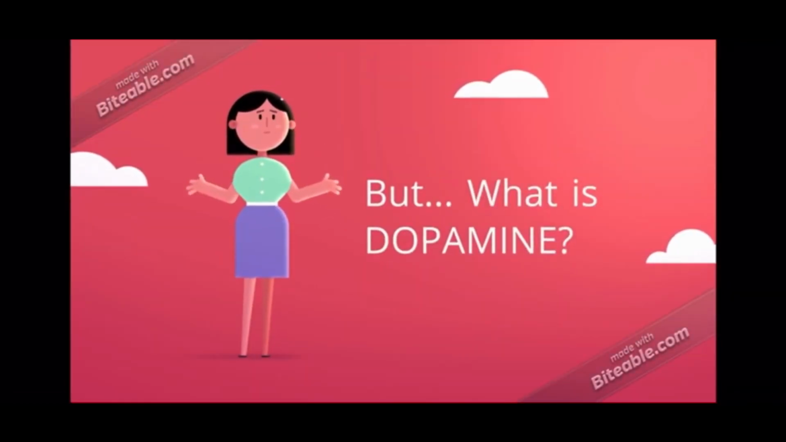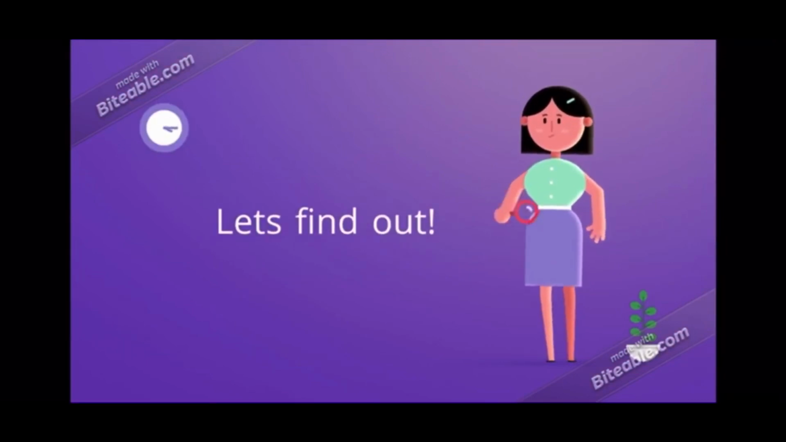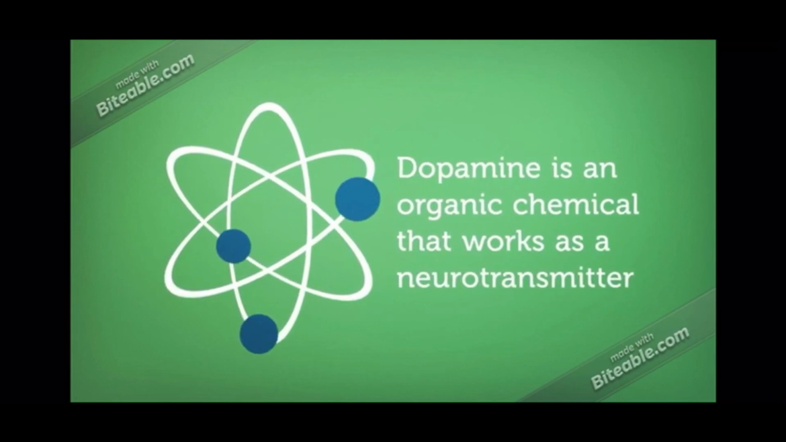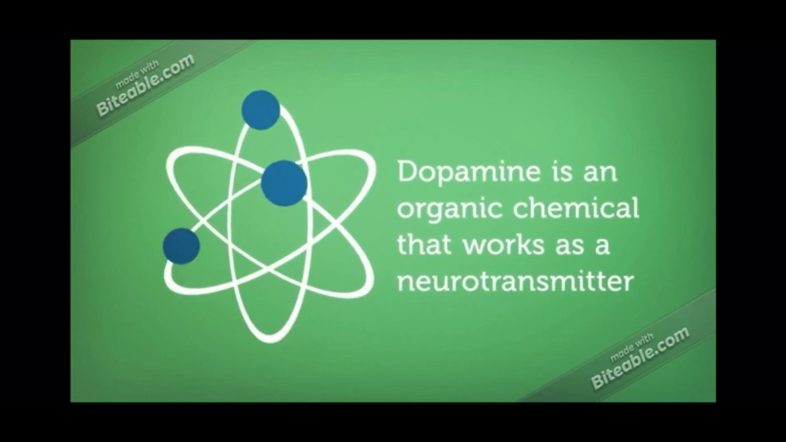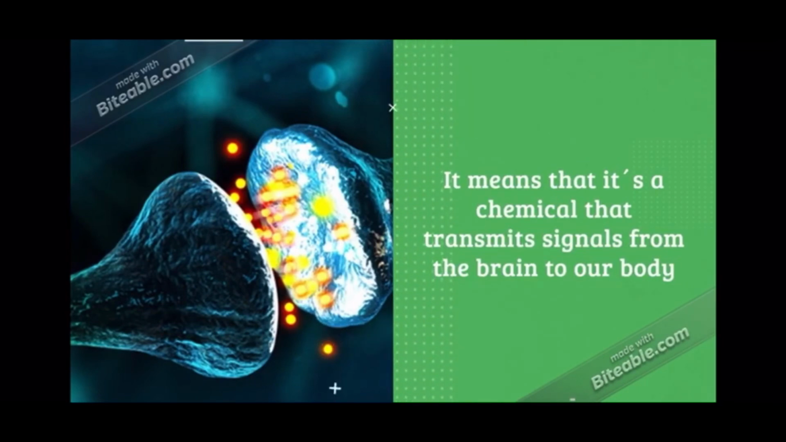But what is dopamine? Let's find out. Dopamine is an organic chemical that works as a neurotransmitter. It means that it's a chemical that transmits signals from the brain to our body.